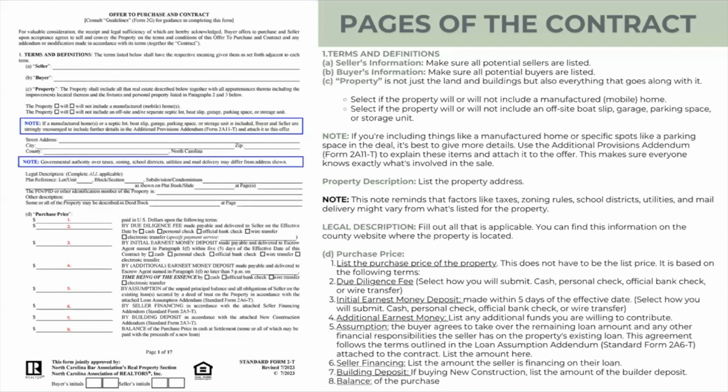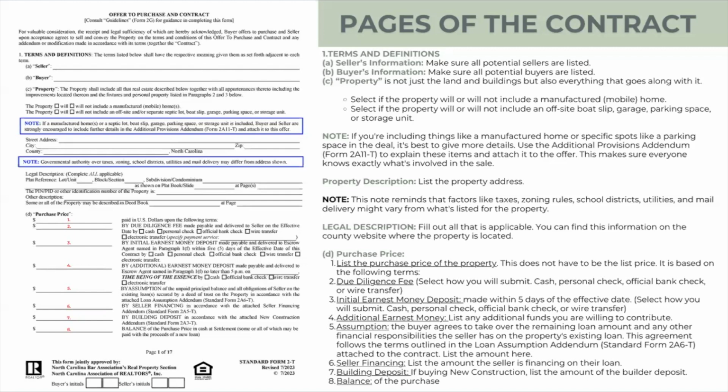And then the buyer assumption is when the buyer agrees to take over the remaining loan amount and any other financial responsibilities that the seller has on the property's existing loan. This agreement follows the terms outlined in the loan assumption addendum, which is standard form 2A6-T and is attached to the contract. So you'll list the amount here.